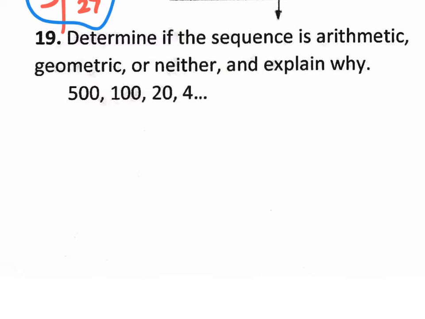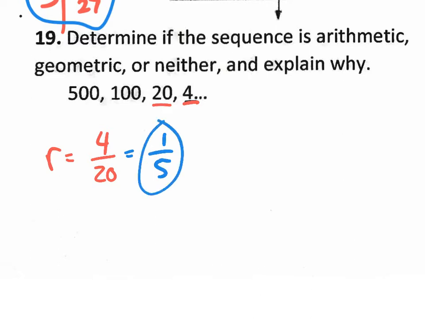So if I take 4, let me do it in red, 4 divided by 20. I'm going to test and see if it's a common ratio. What is 4 over 20 reduced down to? If you reduce by 4, 1/5, right? So maybe the common ratio is 1/5, but we need to check all of them. So if I go 20 over 100, the zeros do cancel, and 2 over 10 does reduce down to 1/5 as well.